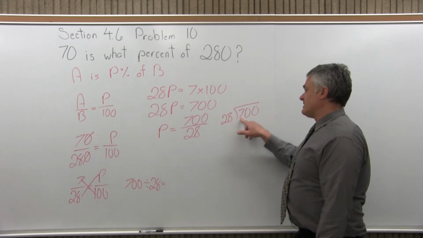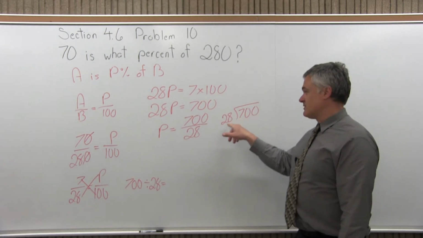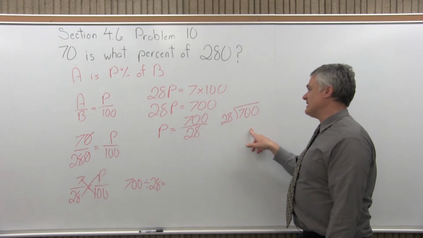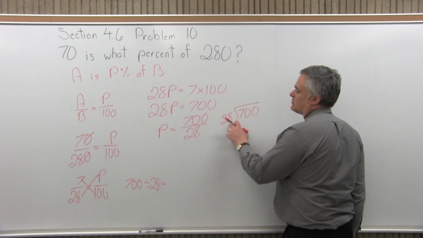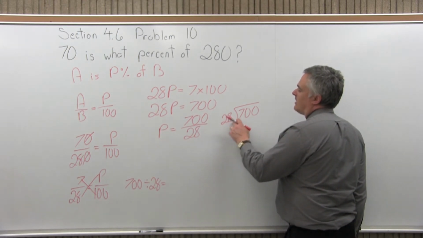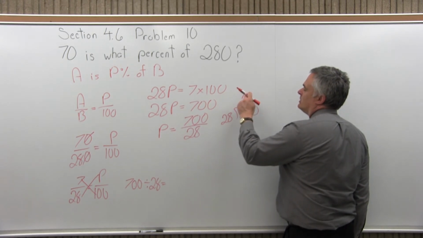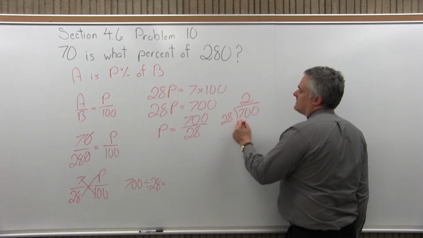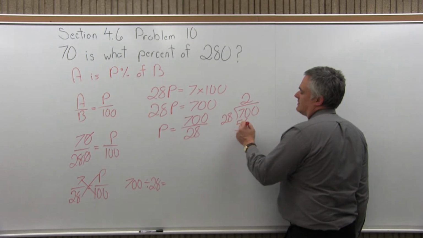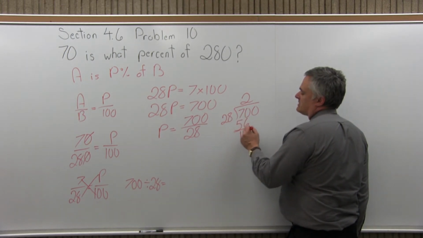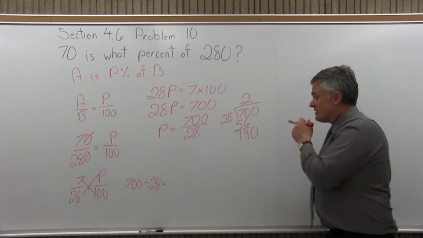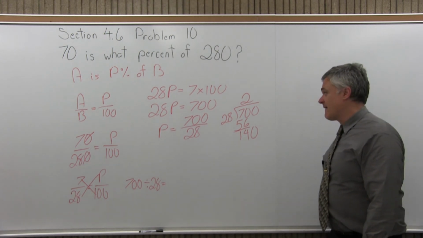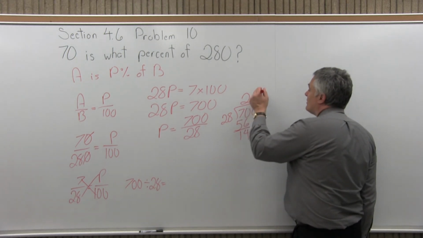So first, 28 into 7, that won't fit. 7's not big enough. So you have to do 28 into 70. And 3 won't work. 3 is going to be too big because it's almost 30. 3 times 30 would be 90. Let's start with 2. So 2 times 28 is 56. And 70 minus 56 is 14. Bring down the next digit, which is a 0. So I have 28 divided into 140.